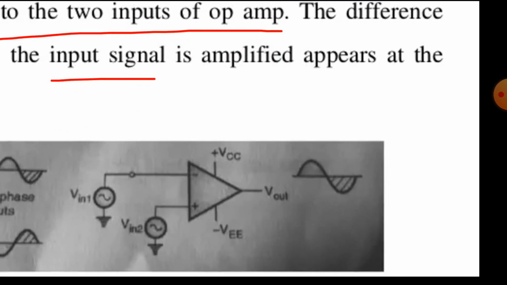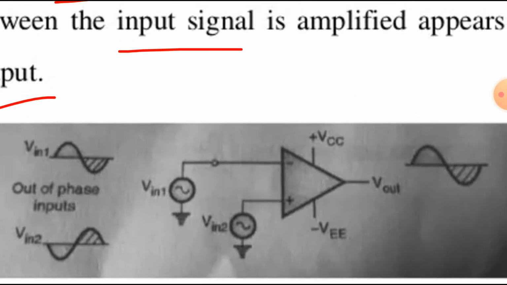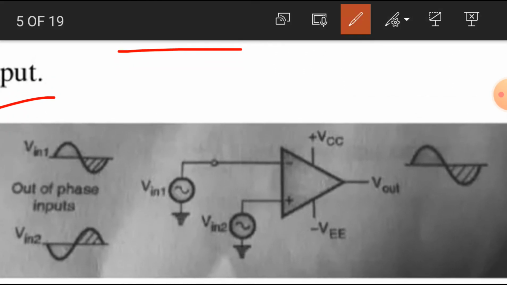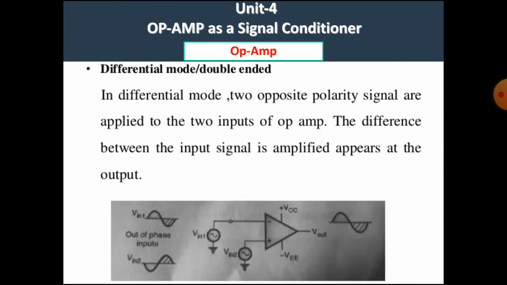That means in this diagram we can see that at both the inputs, for the non-inverting terminal one input signal is given and for the inverting terminal the other input signal is given. This type of connection is known as the differential mode or double-ended mode.